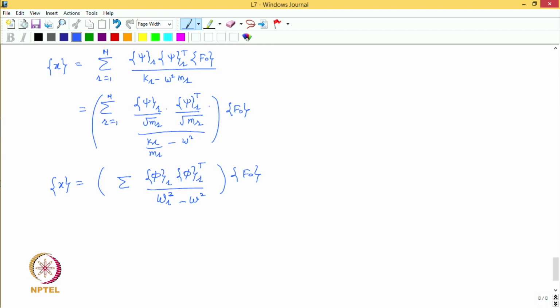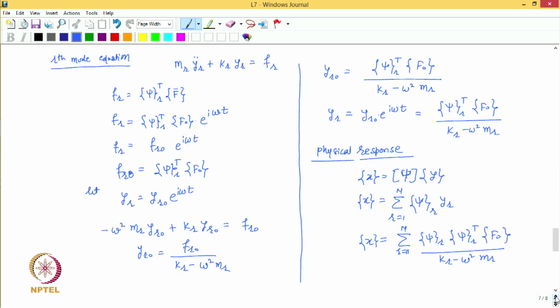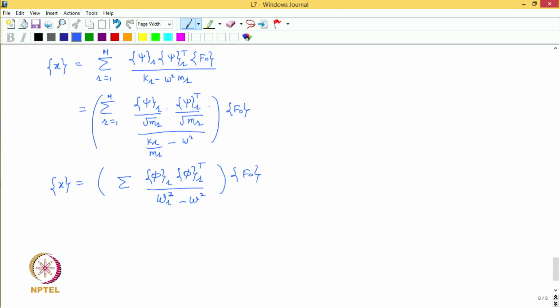So, I think we can just go back to the previous page. Here I think we have missed the e to the power i omega t term, right, because when we made the substitution for y r, we have just substituted y r naught, but we have missed the e to the power i omega t. Therefore, we will have e to the power i omega t here.